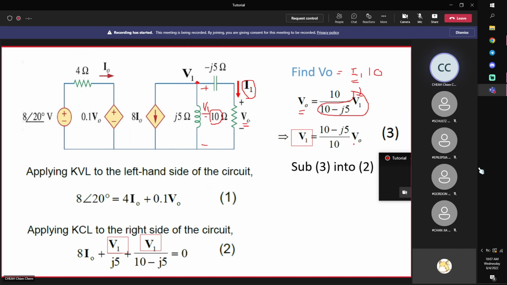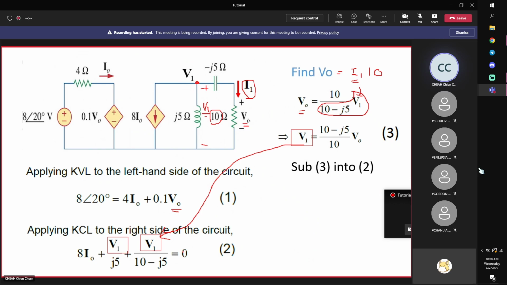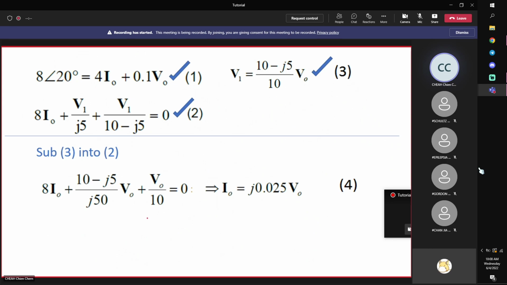So I express V1 in terms of V0, then I substitute into here so that everything will be in terms of V0. The next step is to substitute equation 3 into equation 2, so as to get an equation with V0. So again, we substitute this into here to replace V1, so that we get an equation in terms of V0. Then by grouping V0 together and doing algebraic manipulation, you get equation 4.